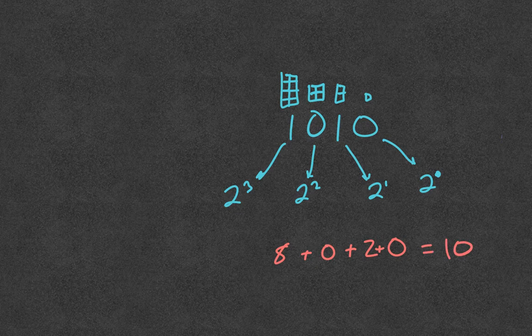So it looks like 1,010, but we know it's actually base 2. So I would read that as 1010 base 2. And that would be 10 blocks.